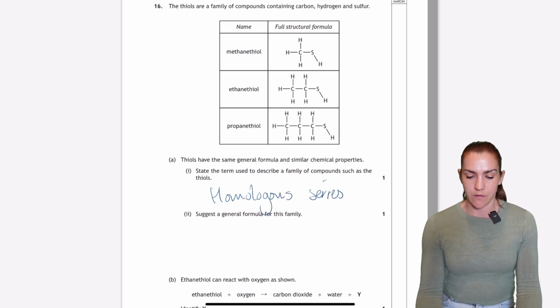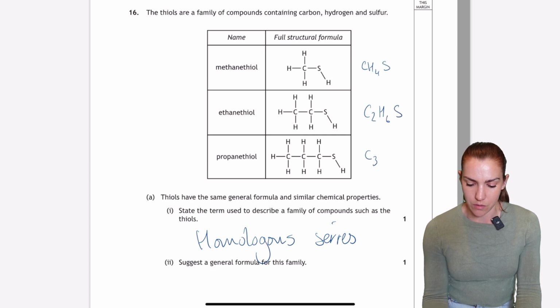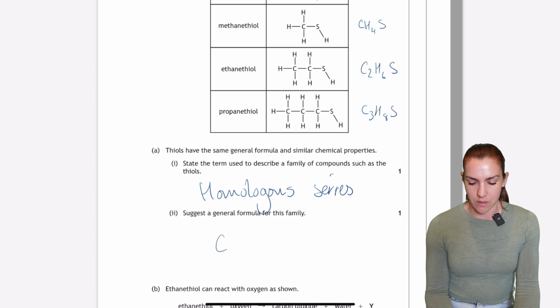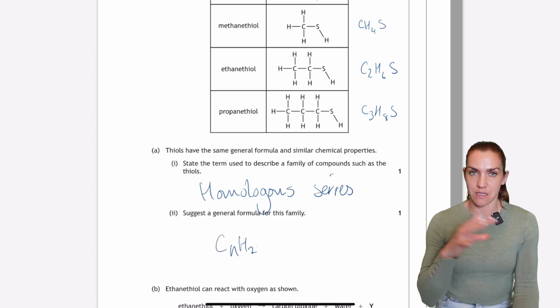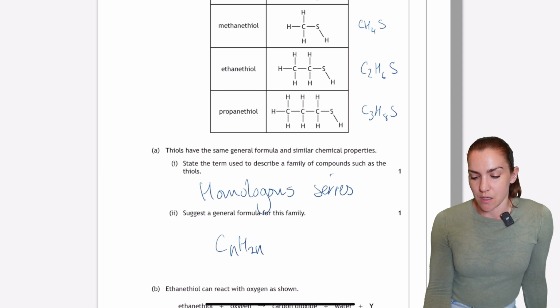Suggesting a general formula. For these questions, the best thing to do is to write the molecular formula of the examples you're given down the side or underneath them. So just count up the carbons, hydrogens, whatever other atoms are there, and then that helps you work out what your general formula will be. So all the general formulas start off with CnH2n as a basic starting point. So then you just need to look at the examples you're given and see how they fit the CnH2n.